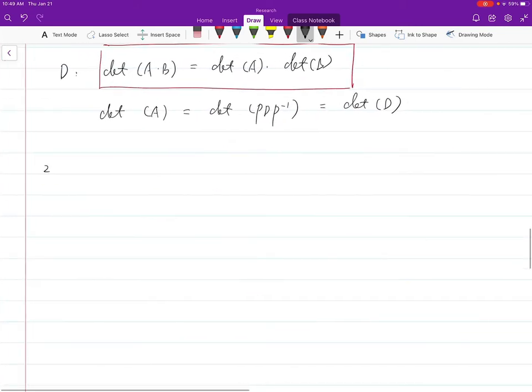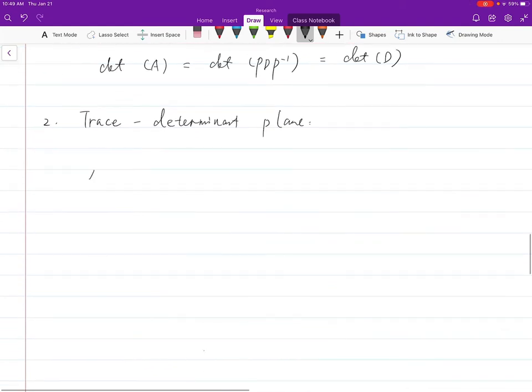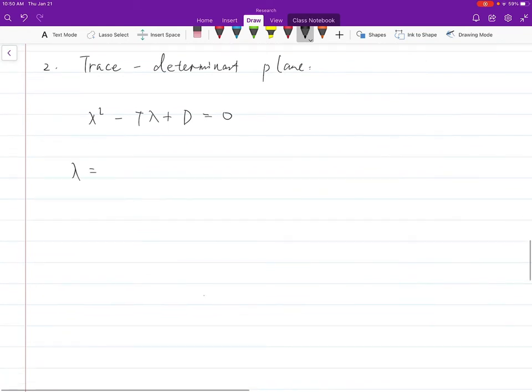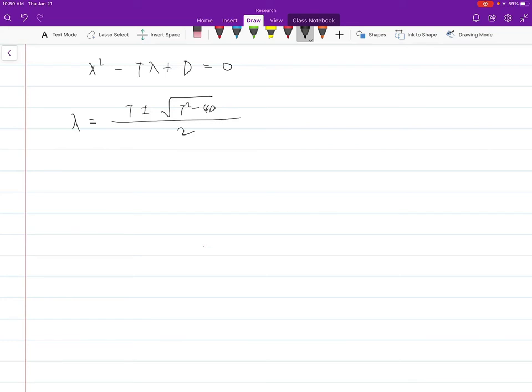Now, with that, we are ready to establish the trace-determinant plane. We already know that the characteristic equation really just depends on two numbers, t and d. Okay, and we can further solve it. We have t over 2 plus or minus the square root. Then we can see, well, do you have two complex? Do you have two distinct real? Do you have one repeated real? It really depends on what's the value of this.